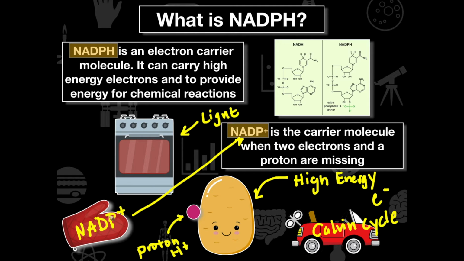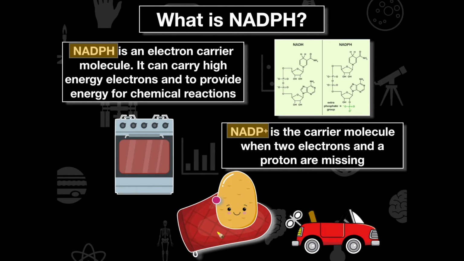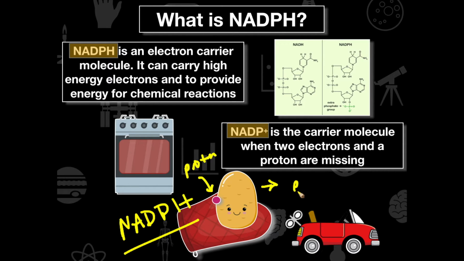Now, when we combine the oven mitt, the toy ball, and the potato together, they are like our NADPH molecule. So it's the combination of that proton, the two electrons, so the proton's like the toy ball. Remember, that's our proton. Our two electrons, which are like the potato, and then the oven mitt, which is like our NADP+.